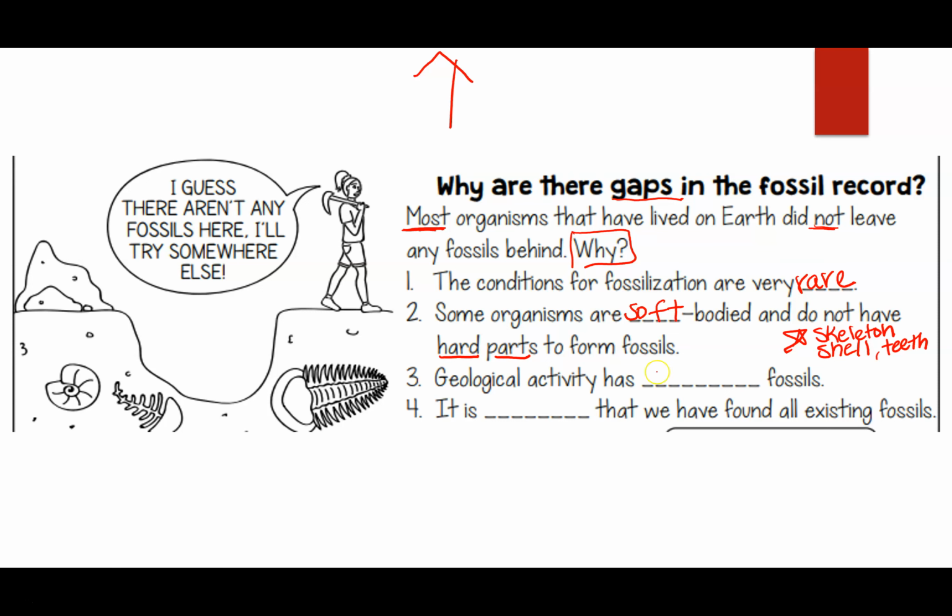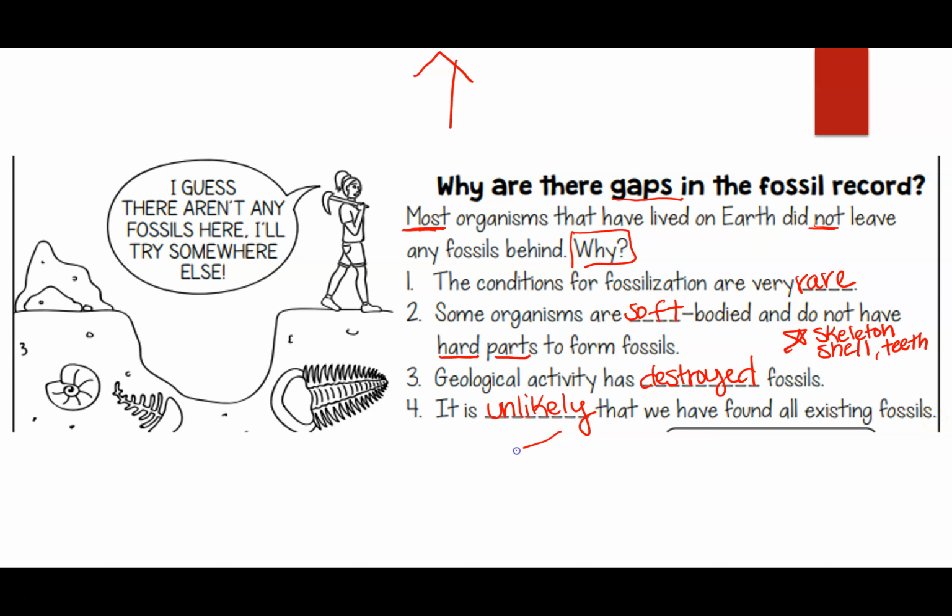Geological activity has destroyed fossils. So volcanoes, earthquakes, any kind of tectonic activity where you have tectonic plates moving against one another that have crushed rocks and things falling on each other, that's all going to destroy these really, really delicate traces. And then it is unlikely that we have found all existing fossils.